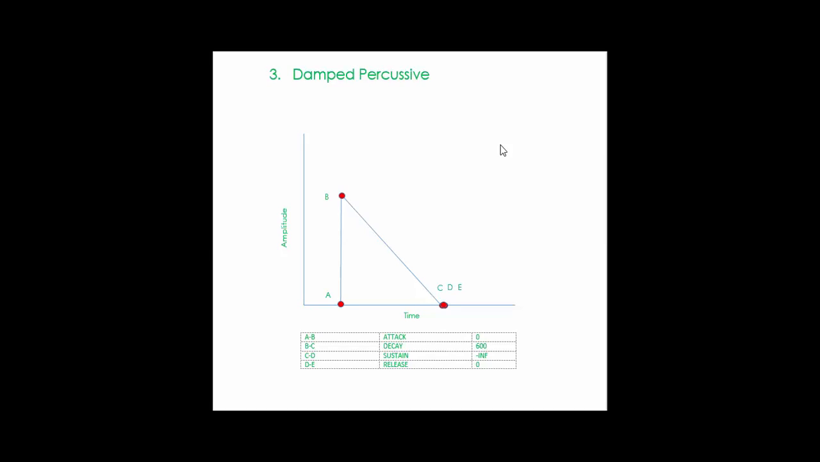The third one is the damped percussive. This is similar to the percussive envelope, but at the end it's damped a bit, similar to a piano, as a piano has a damper. Similarly here, the decay goes down, but there is no release, so it damps down suddenly whenever the button is released. So here you can see the attack is 0, decay time is 600 milliseconds, there is no sustain, and the release is 0.